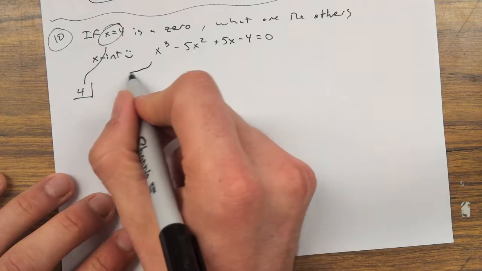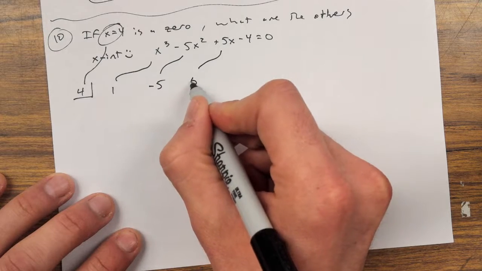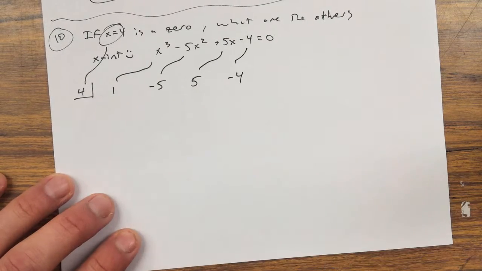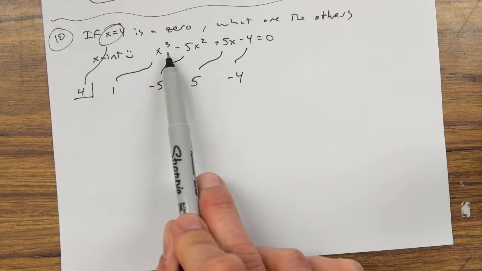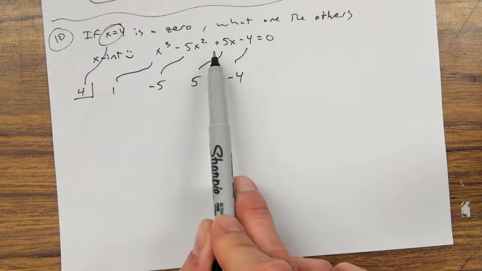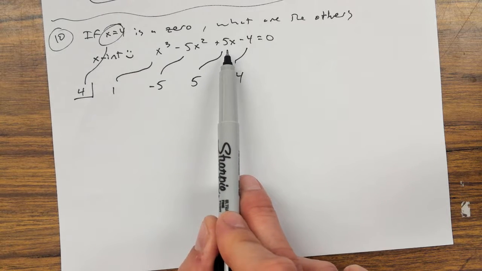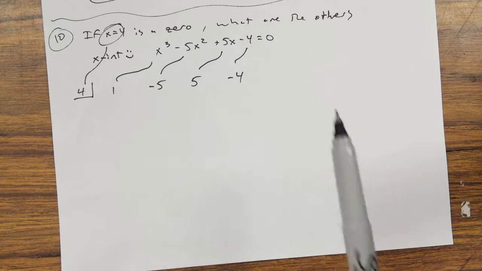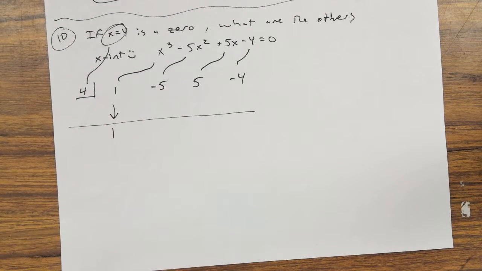And we're going to go ahead and pull out all the coefficients. Now, notice how everything is in standard form and everything is there. There's no pieces missing. What happens if there's a piece missing? We would put a 0 for a missing piece. Skip a line, draw a line, bring down the 1.